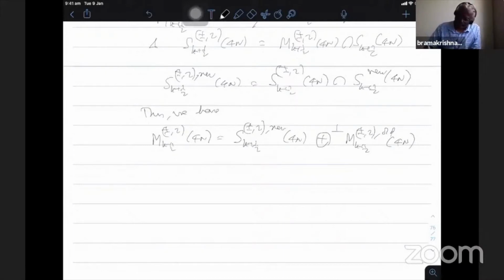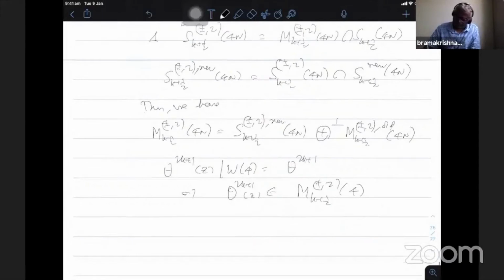So now we already observed that theta^{2k+1}(z bar) W_4 is theta^{2k+1}. This implies theta^{2k+1}(z) belongs to M_{k+1/2}^{+}(4). Now we prove the following theorem. So that is the main result today.